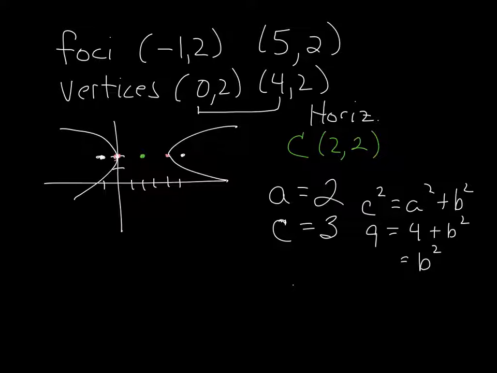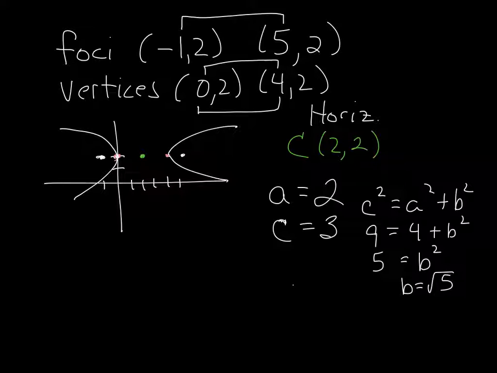How did you know it was 2? How did we know A was 2? It's the distance from the center to the vertex, or take half the distance between the vertices. The distance between the vertices is 4, so half of that's 2. And then how did you know C was 3? That's the distance from the center to the focus. Always center to the focus. Okay, so B squared is 5, so B would be the square root of 5.